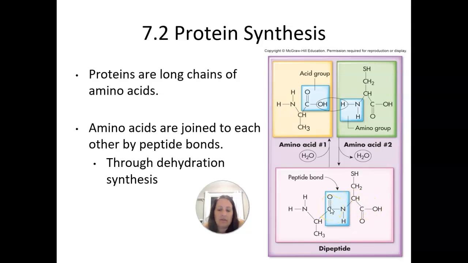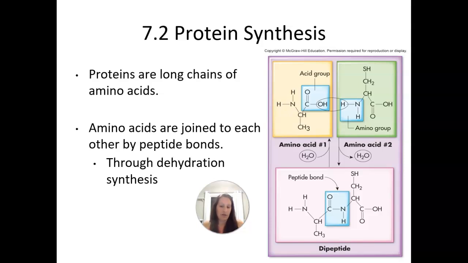So again, the carbon of the carboxyl group from amino acid number 1 is going to bond with the nitrogen from amino acid number 2. Okay, and this bond right here, it's a covalent bond. So a covalent bond is going to be a bond in which electrons are shared between these two atoms, and we give it a special name in proteins. We call it a peptide bond. So that process is called dehydration synthesis. Water is removed and a larger molecule is formed, okay, through this peptide bond.